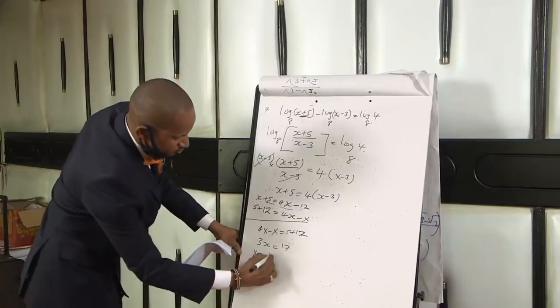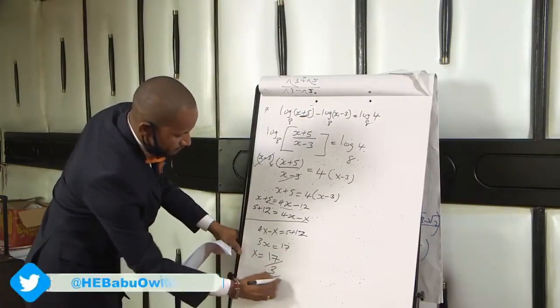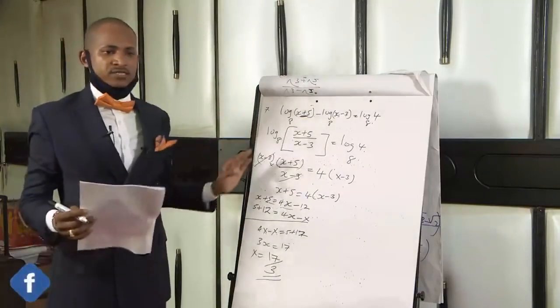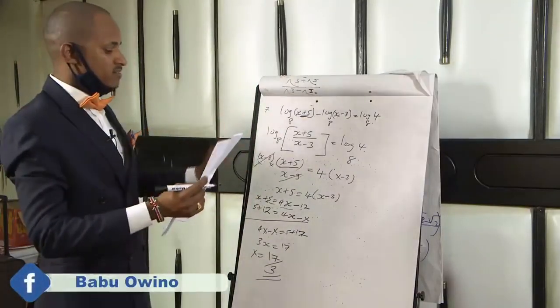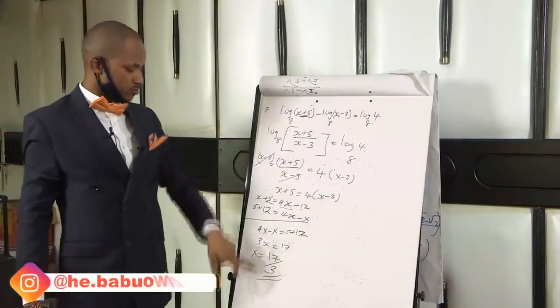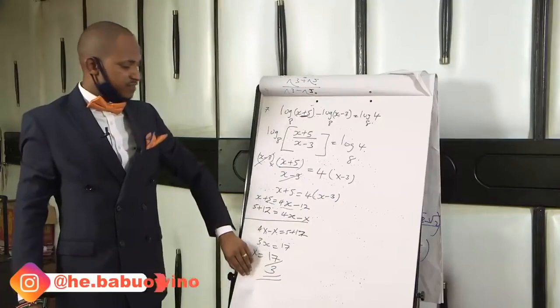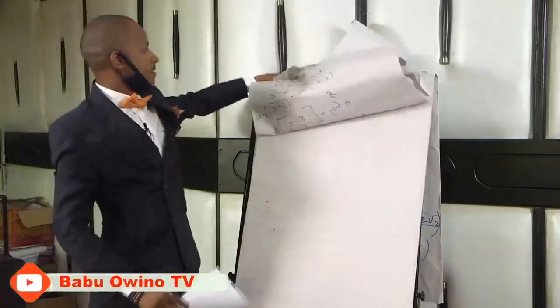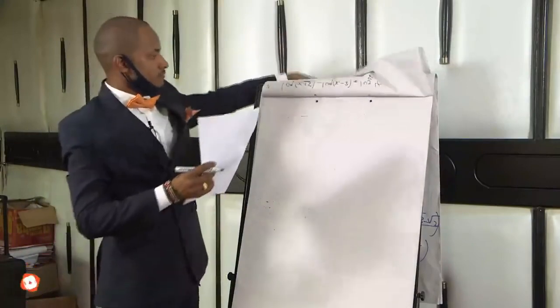Therefore, x is equal to 17 divided by 3. That is the value of x. We've finished it because they wanted us to solve it without using a calculator. So they want the value of x from this equation, which is 17 over 3. We go to the next question.